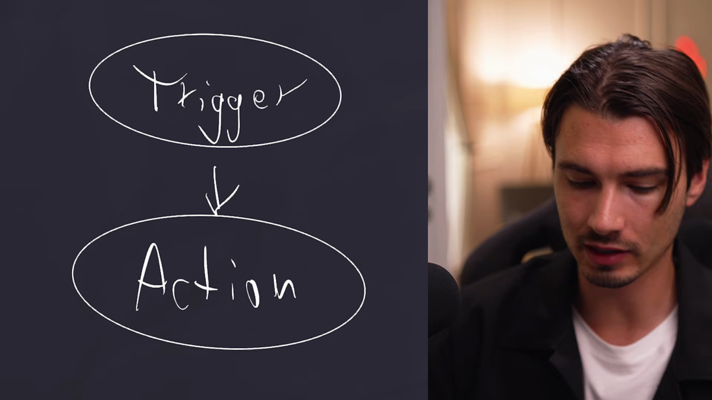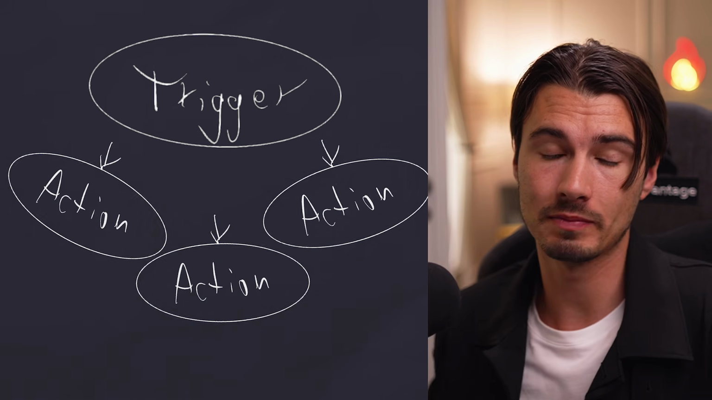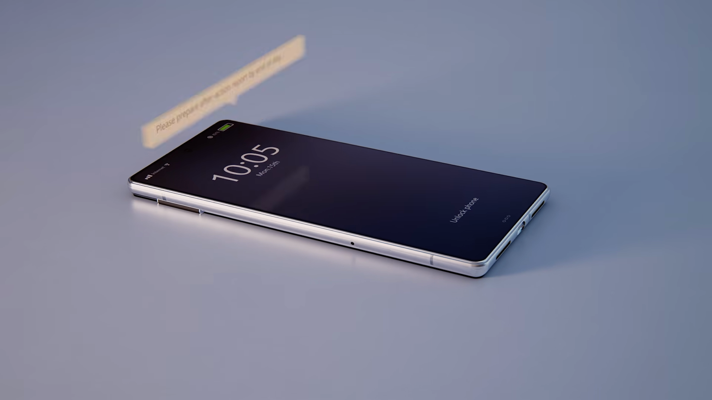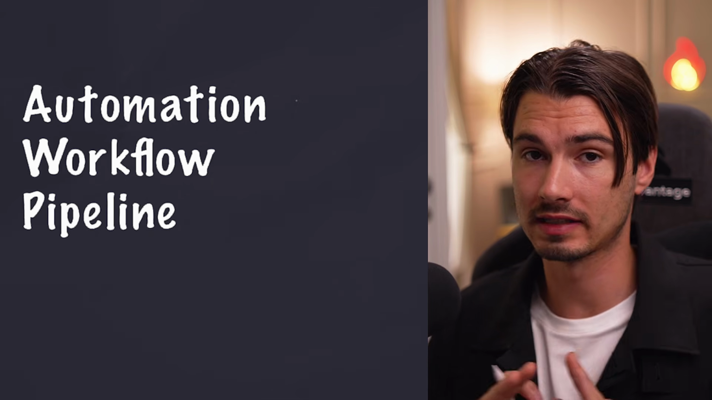But as you can see, it starts with a trigger and then it continues with an action. And you usually have one trigger and then you can add as many actions as you want. A simple example of this would be if an email shows up in my inbox, then save the content to a Google Sheet. That's it. That could be a workflow, automation, or pipeline.